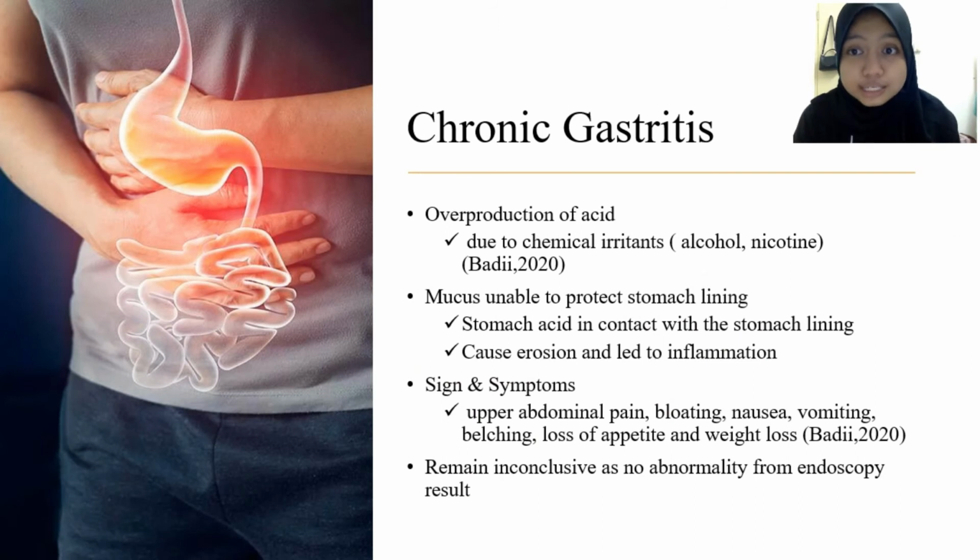Chronic gastritis can be classified into a few categories. However, based on the case study, the disease most likely occurs due to overproduction of acid due to chemical irritants such as alcohol and nicotine from cigarettes. As overproduction of acid occurs, the mucus is unable to protect the stomach lining and causes erosion, and constant erosion finally leads to inflammation of the stomach lining.